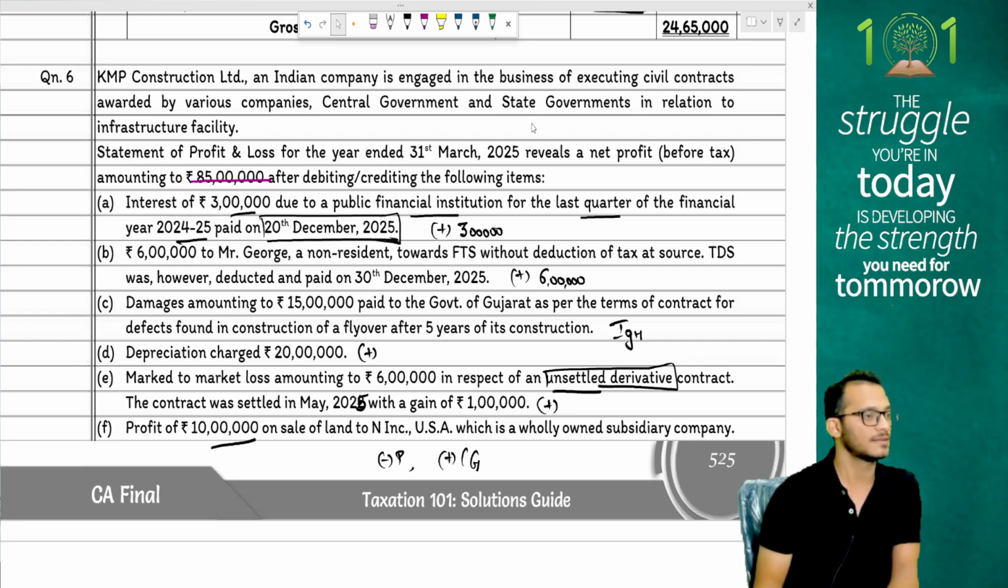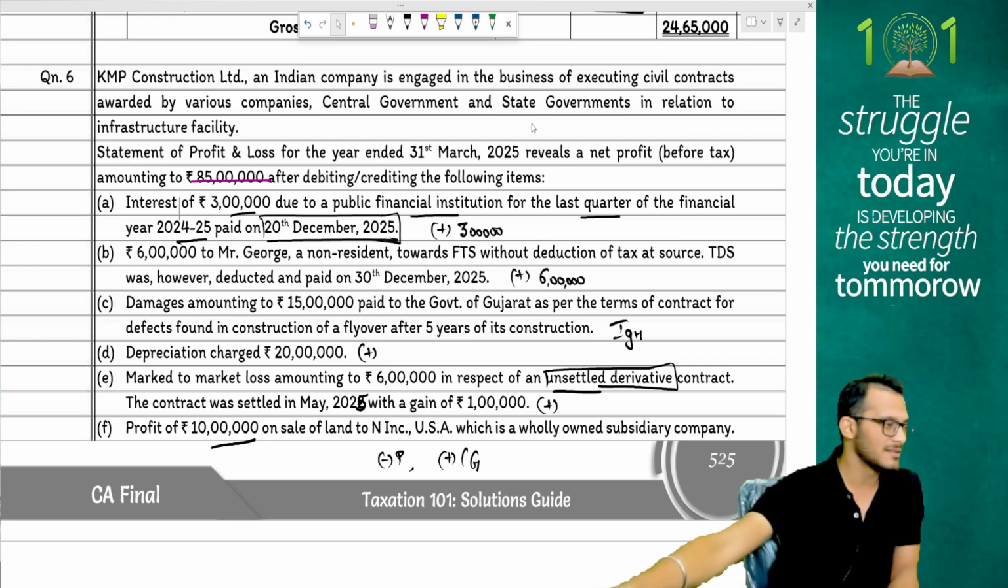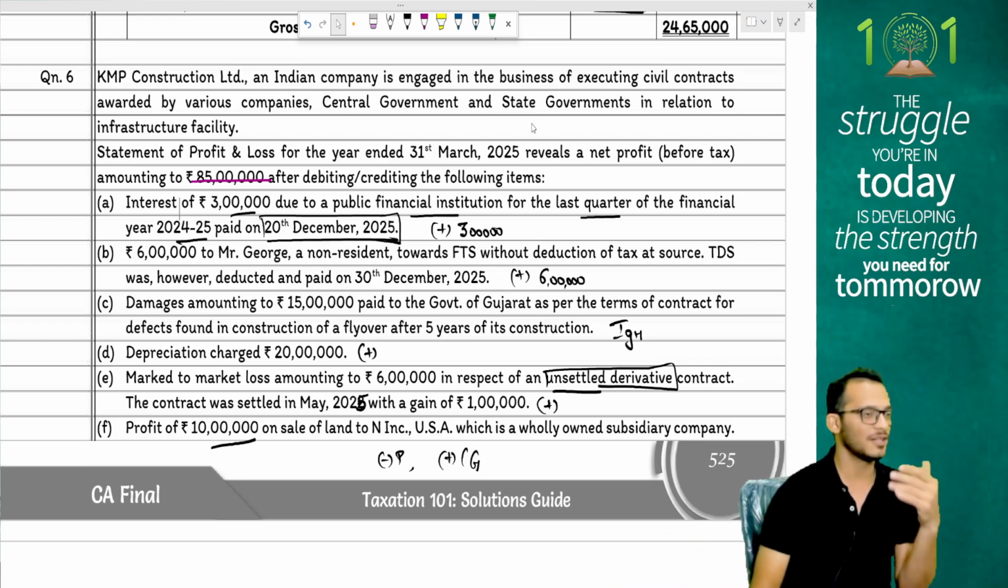It's 1 red with 6. Let's just see. You don't need to go into detail. When you know it's disallowed, just put it as MTM losses other than those covered in ICDS is not allowed.